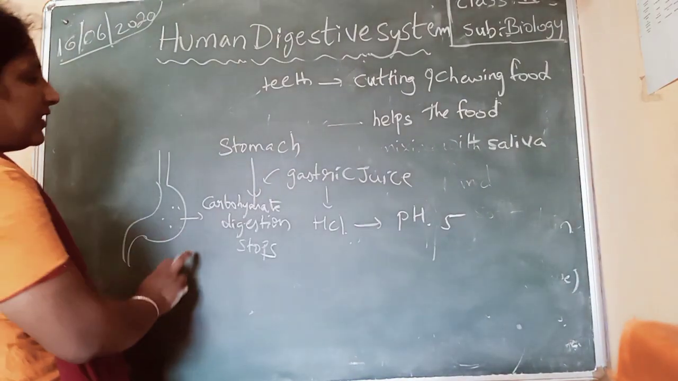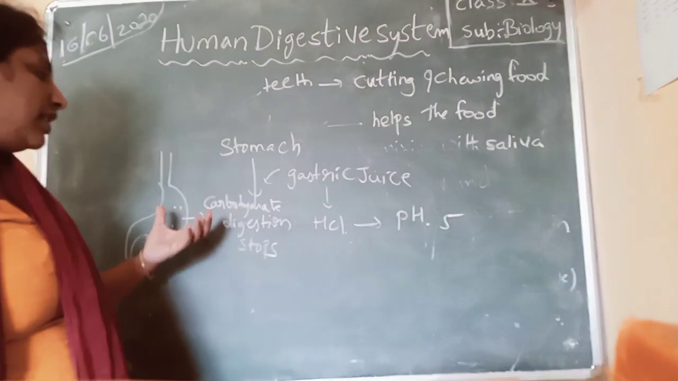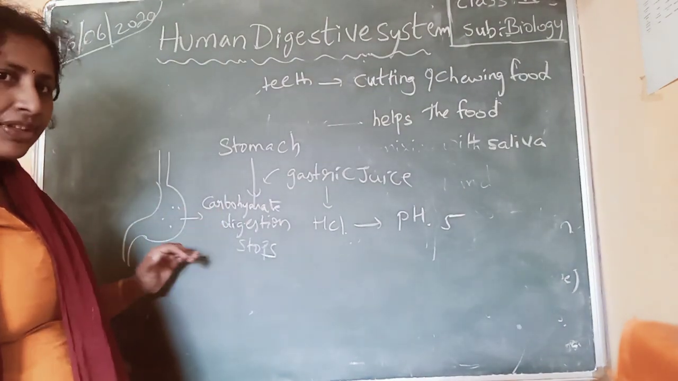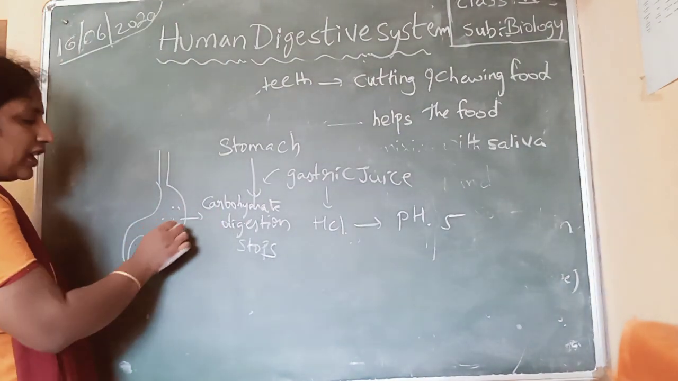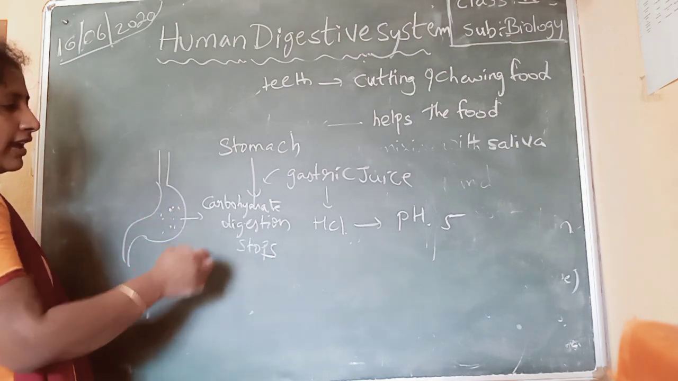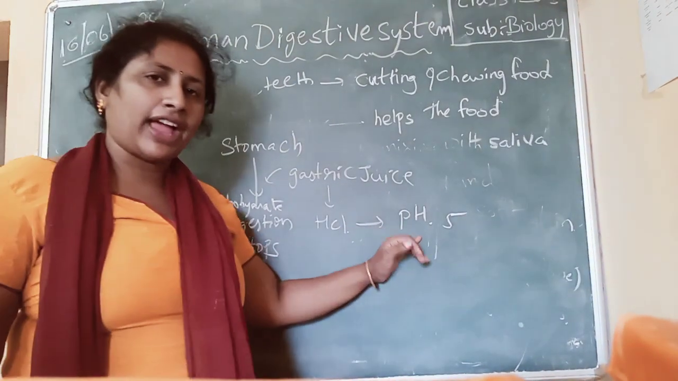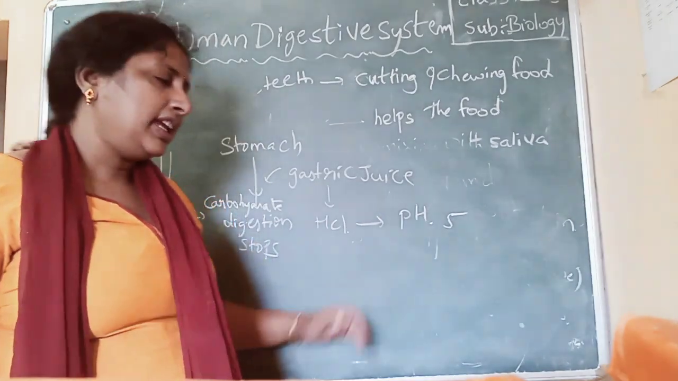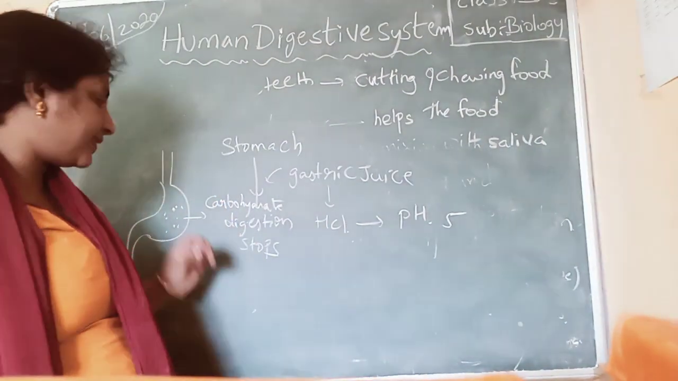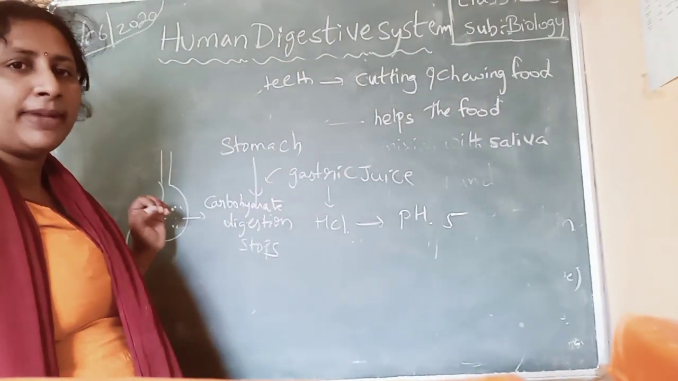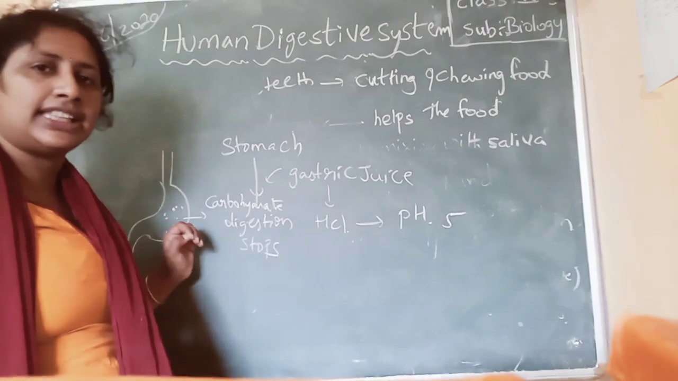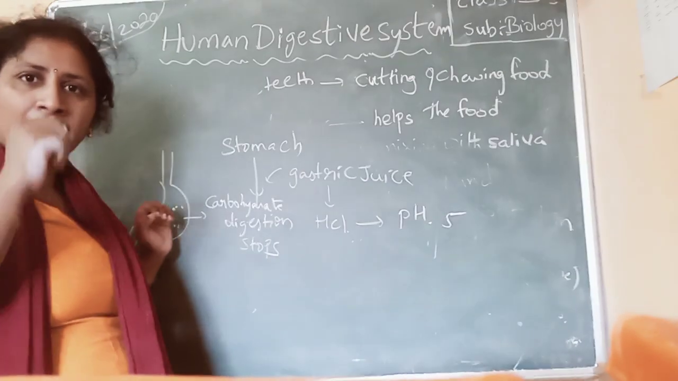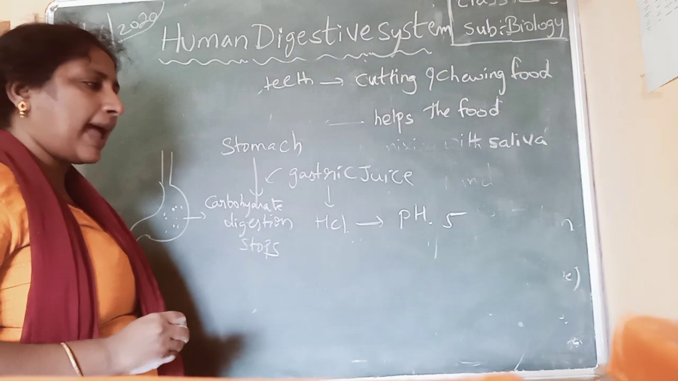Carbohydrate digestion stops in the stomach. Now, as the pH is 5, protein digestion starts in the stomach. This means protein digestion starts in the acidic medium. So what happens here?